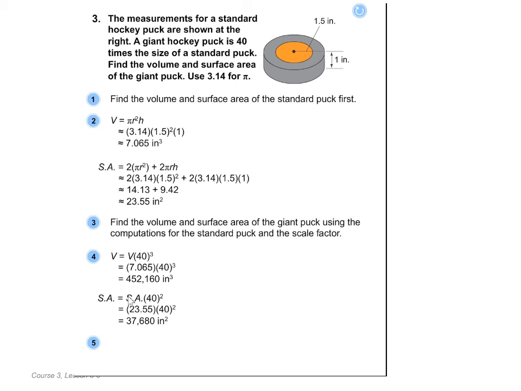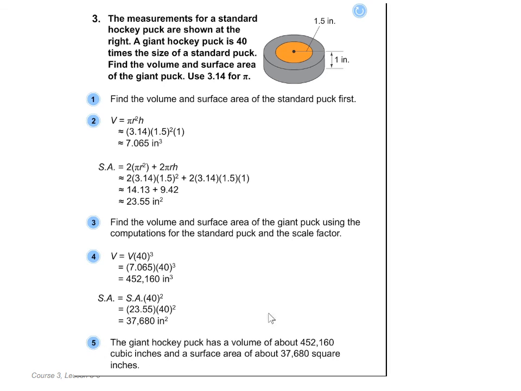Now for the surface area, we take the surface area, which we know is 23.55, which we got from step 2, times 40, this time it's squared. Once again, using our calculator to simplify this step, we get a surface area of 37,680 square inches. So to finalize, the giant hockey puck has a volume of about 452,160 cubic inches and a surface area of about 37,680 square inches.